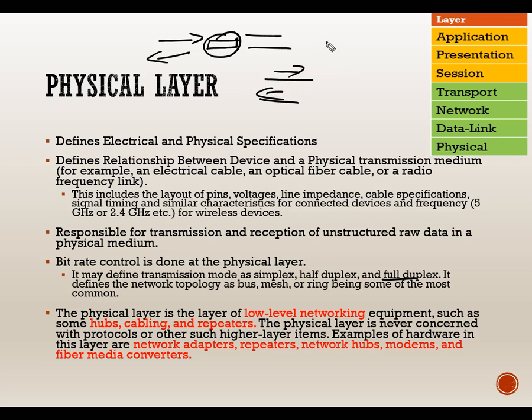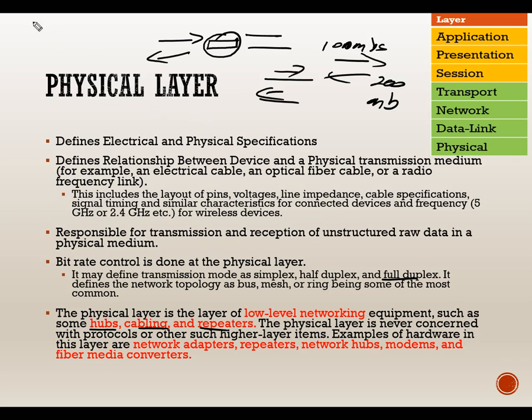And what that means is that we have a 100 megabit per second connection. We have 100 transmit and 100 receive, which really gives us a 200 meg connection when we do these things. Physical layer is the layer of low-level networking equipment such as hubs, cabling, and repeaters. And what a repeater does is just repeats the signal. It's not an amplifier. If it amplified, it would amplify the noise.